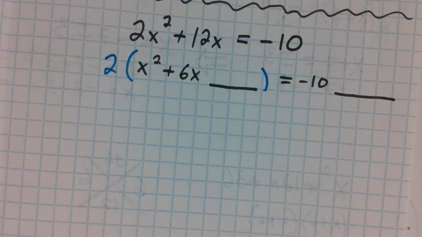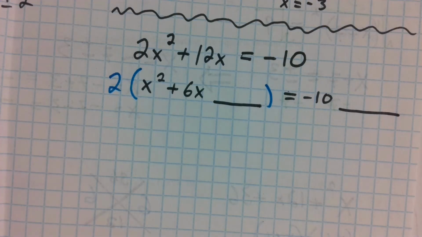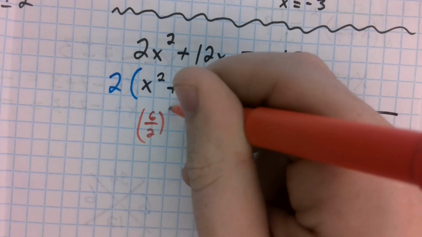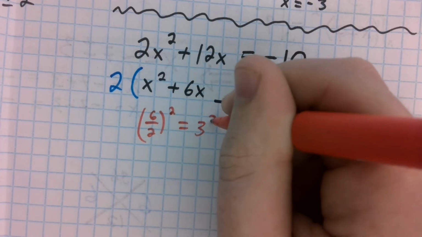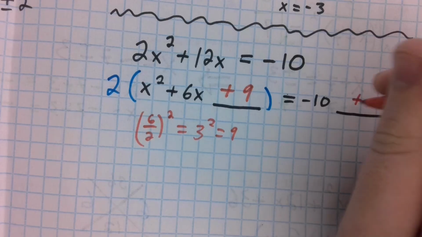Now we know how to complete the square like this. In fact, we already completed this square in the examples we did before. What's 1/2 of 6 and then squared? Well, 6 over 2 is 3. 3 squared equals 9. So let's add 9 to both sides.